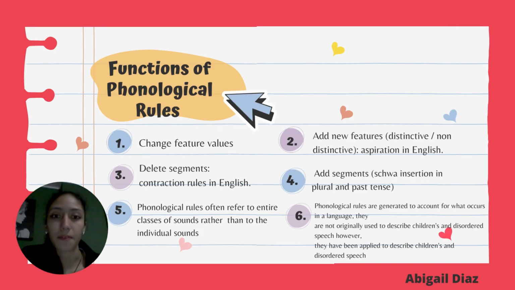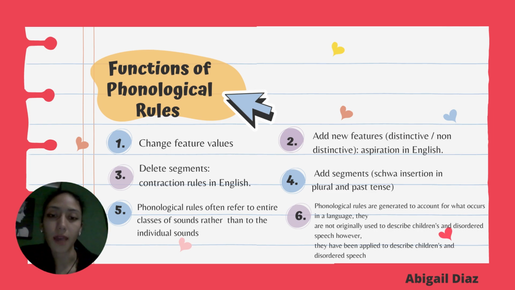And finally, we have functions of phonological rules. Phonological rules can have a number of functions. Among them, we have the following. First, change feature values. Second, add new features, distinctive or not distinctive, for example, aspiration in English. Third, delete segments, which is contraction rules in English. Fourth, add segments, insertion in plural or past tense. Fifth, reorder segments, for example, metathesis, which changes, for example, SK to KS.